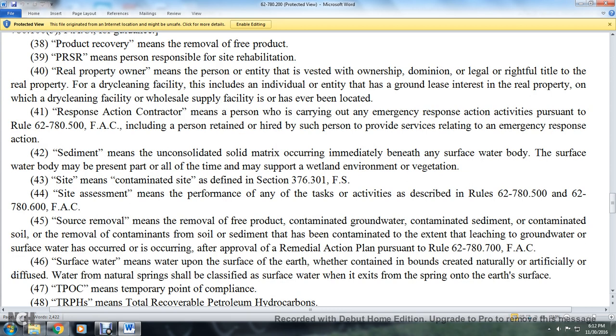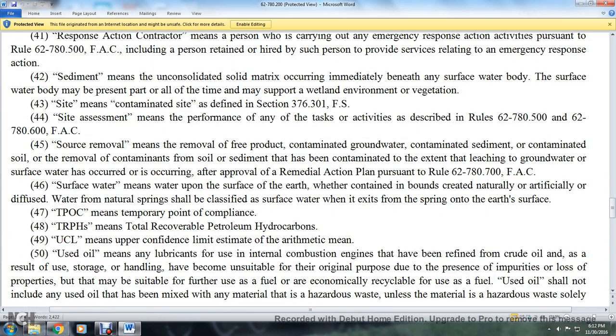TPOC, the temporary point of compliance. TRPH, total recoverable petroleum hydrocarbons. UCL is the upper confidence limit of the arithmetic mean.